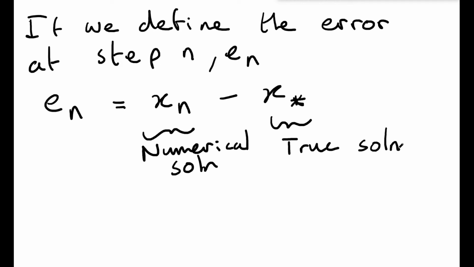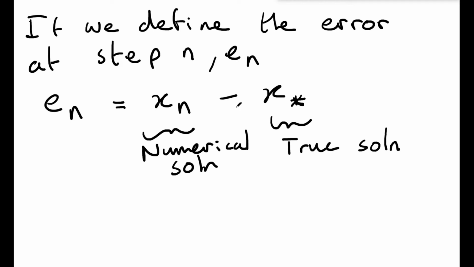There are varying definitions of error. Sometimes you might apply absolute values around that, or you might do others. May do a norm. But at the moment, we're just going to do the simple difference between the numerical solution and the true solution.